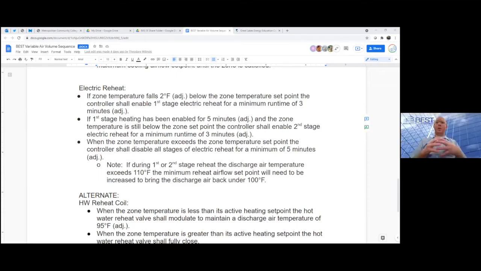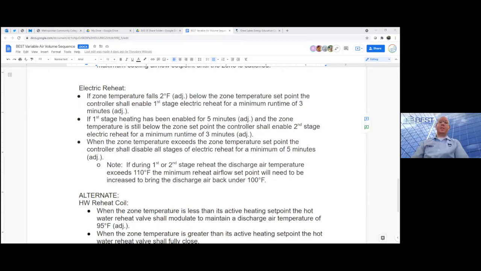All right, we are going to progress on to our reheat section of the sequence. We do have two different sequence sections trying to address different groups that may have different hardware in your hands right now. Our first section is our electric reheats.